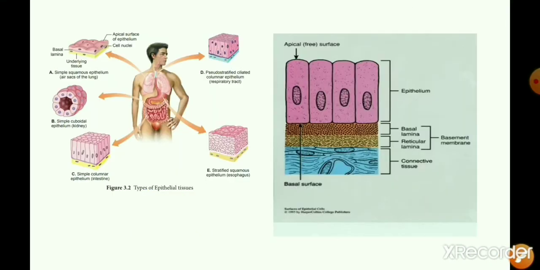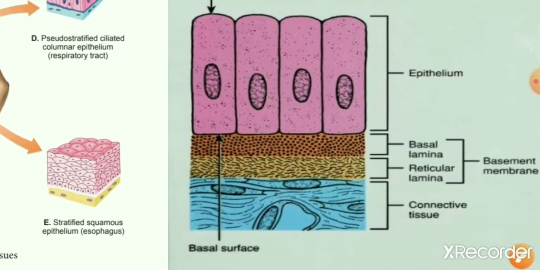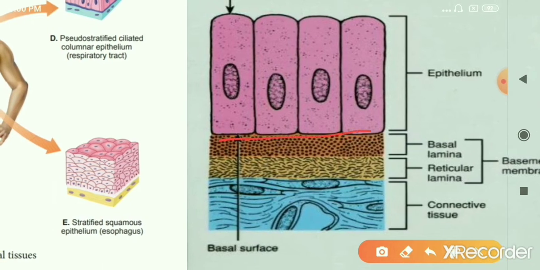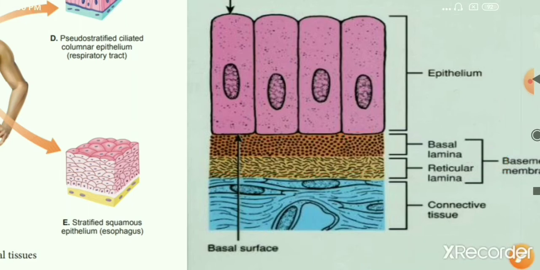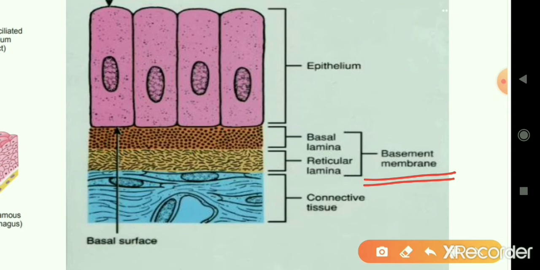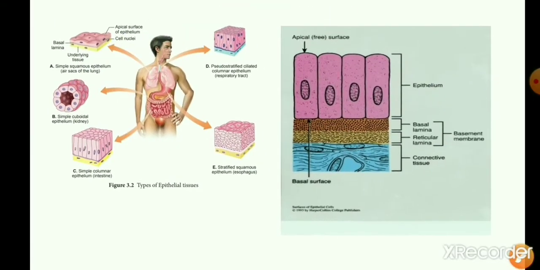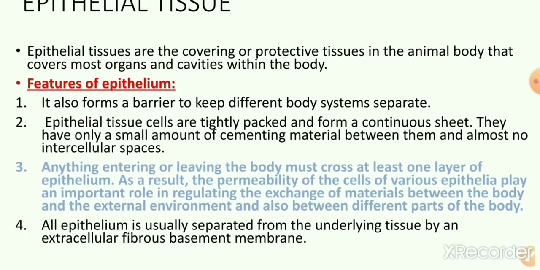Another important feature of epithelium is that whatever kind of epithelium it is, all epithelial tissues rest over a non-cellular basement membrane. So there's a basement membrane present below the epithelium. Whatever kind of epithelium it is, you'll have the epithelial cells, then the basement membrane, and below the basement membrane you'll have connective tissue or any other kind of tissue. So every epithelial tissue rests over this basement membrane.